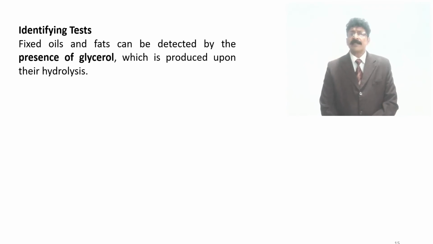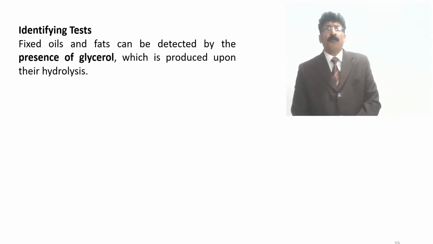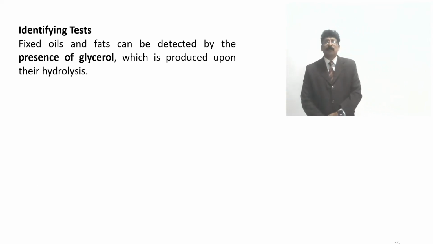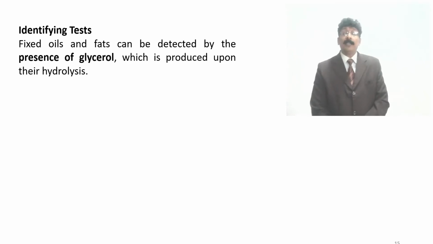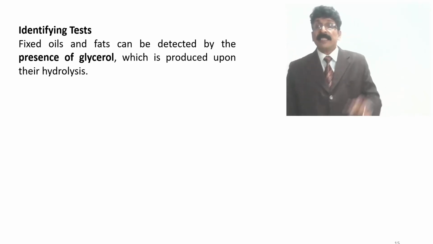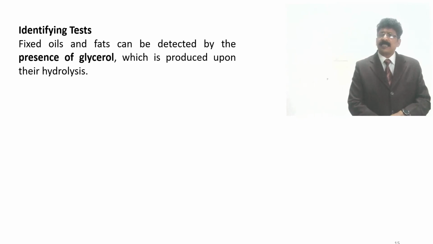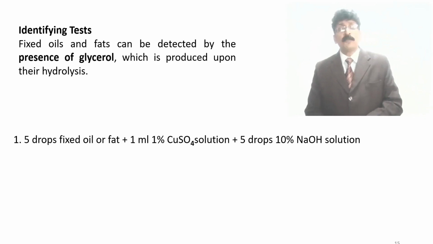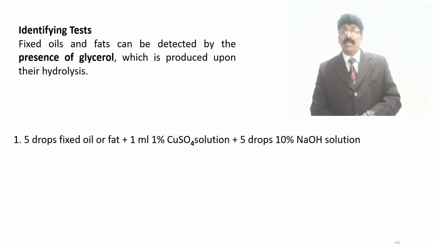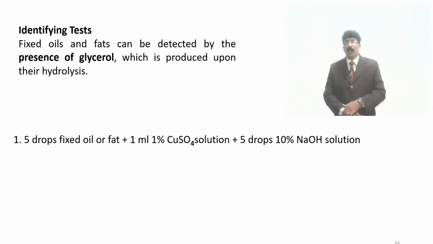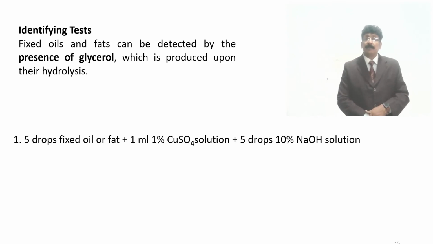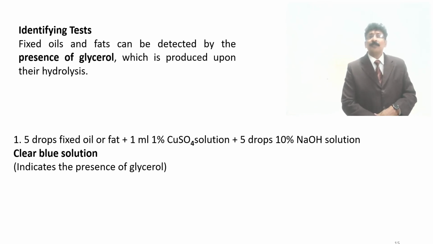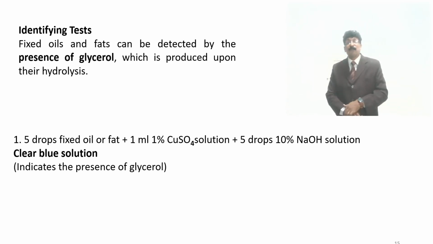Identification tests. Fixed oils and fats can be detected by the presence of glycerol, which is produced upon their hydrolysis. This is for the general test. There will be a specific test for each and every oil. General test: 5 drops of fixed oil or fat plus 1 ml of 1% copper sulfate solution plus 5 drops of 10% sodium hydroxide solution. A clear blue solution is formed, indicating the presence of glycerol.